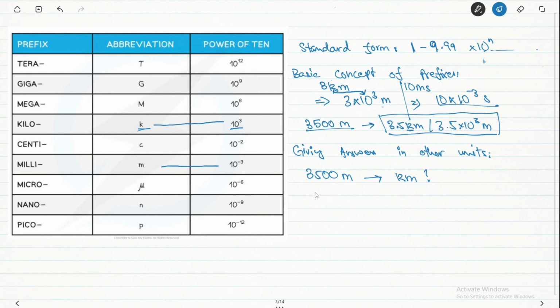So, the rule is, whenever you move to the right, all figures will move to the right, and the power of 10 will gain 1. And whenever you move to the left, each value will move to the left, and the power of 10 will decrease by 1. You will minus 1 power from 10. So let's just discuss this.